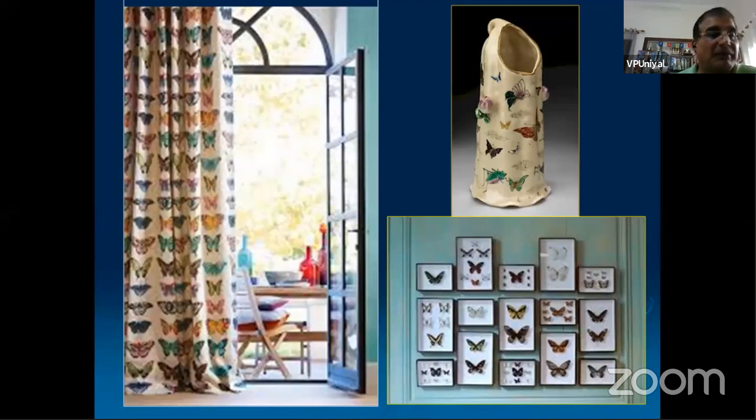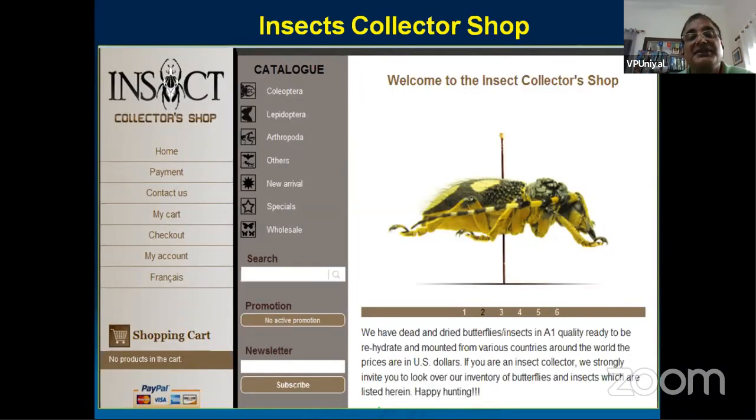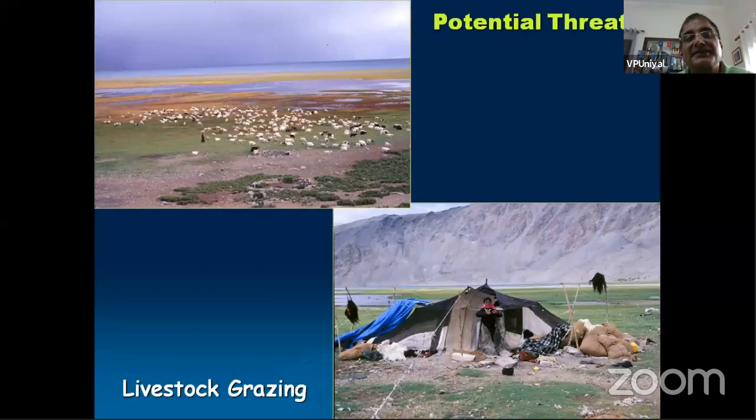Now people have very fantastic and high quality cameras. They take photographs, but in earlier days they did not have very sophisticated cameras, and they went into the forest and collected those butterflies also. And some of the trade is going on, international trade in the markets. People go and sell in the market. Some of the websites are insect collector websites. Even some of the potential threats are livestock grazing. The nomads of Ladakh have sheep and goats, and they are just clearing the ground covers, whole grasses and flowers.